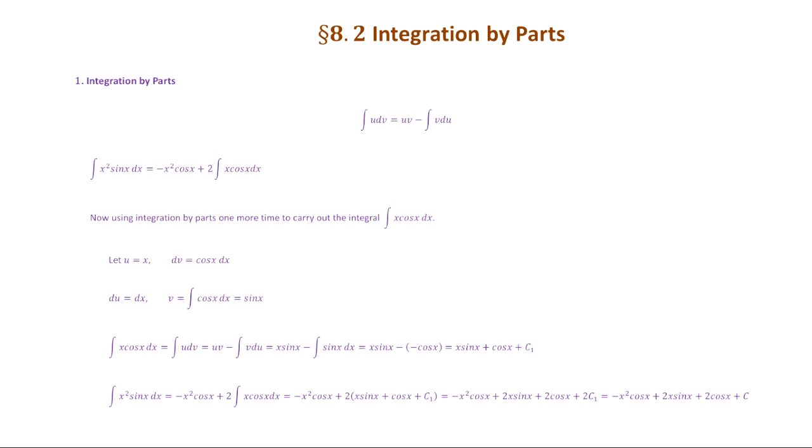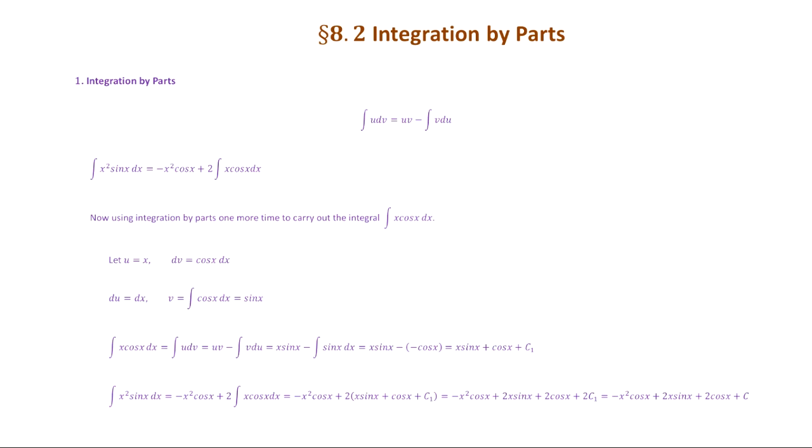You get x sine x minus the negative cosine x. So that becomes x sine x plus cosine x plus c1. So you do get the constants from here, arbitrary constant. So the original problem is just the integral of x squared sine x dx. Integrate that: it is negative x squared cosine x plus 2 times the integral of x cosine x.